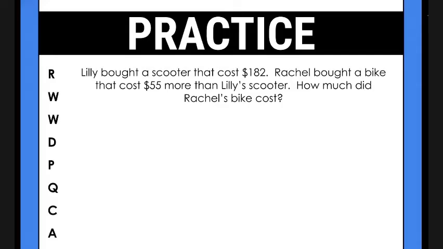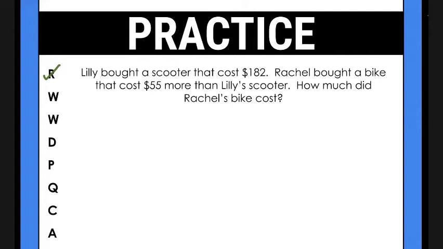Let's start by reading this first problem. Lily bought a scooter that cost $182. Rachel bought a bike that cost $55 more than Lily's scooter. How much did Rachel's bike cost? All right, for this one you're just watching, so we can check mark the R. We have read our problem. Now my next W stands for who. Think to yourself, who is my who?